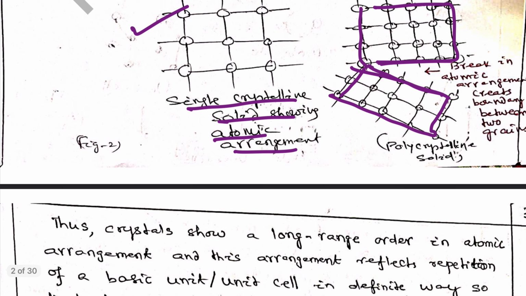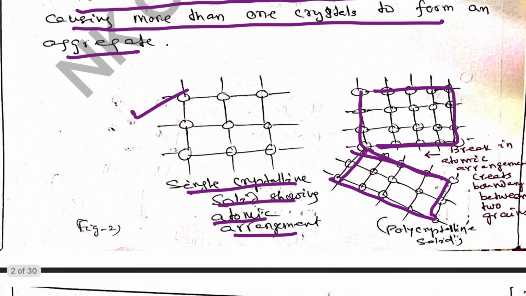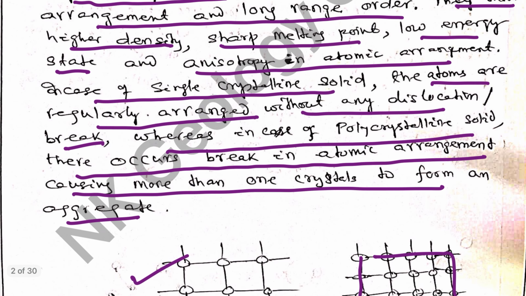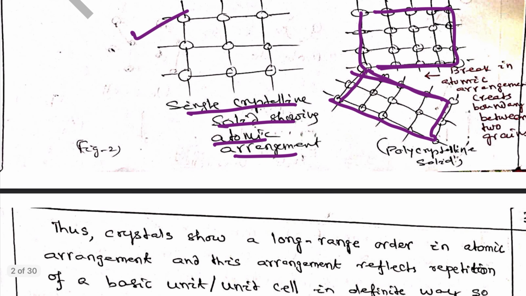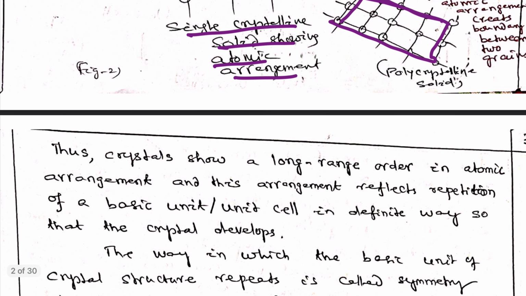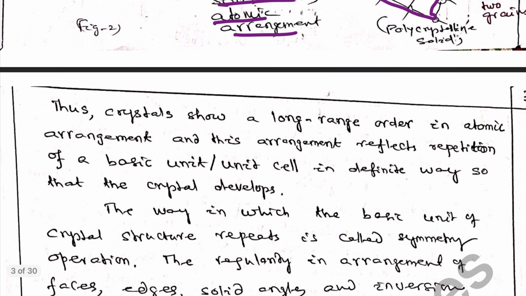So solids exist as single crystalline solid or polycrystalline solid. It may exist as amorphous substance or as crystalline substance. In amorphous substance, the atomic arrangement is very irregular. It is in a high energy state, so that the atoms can be arranged and a stable configuration can be achieved with formation of crystals.